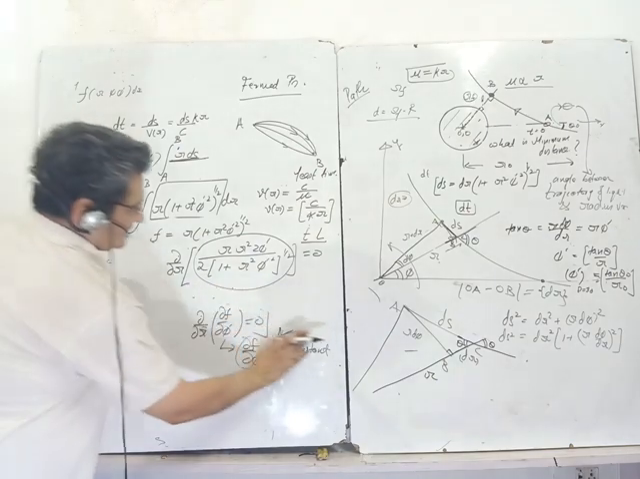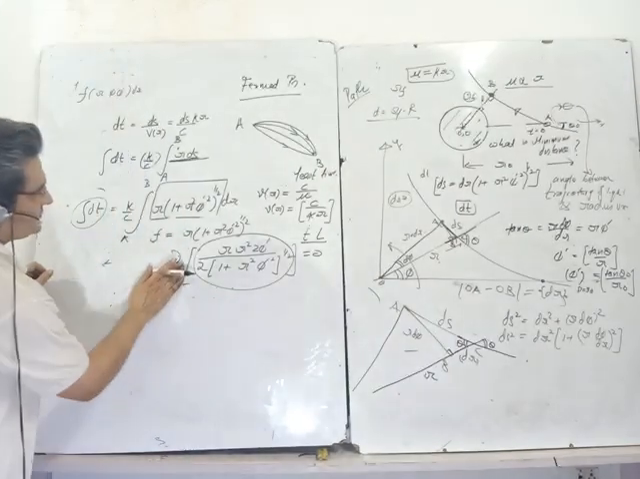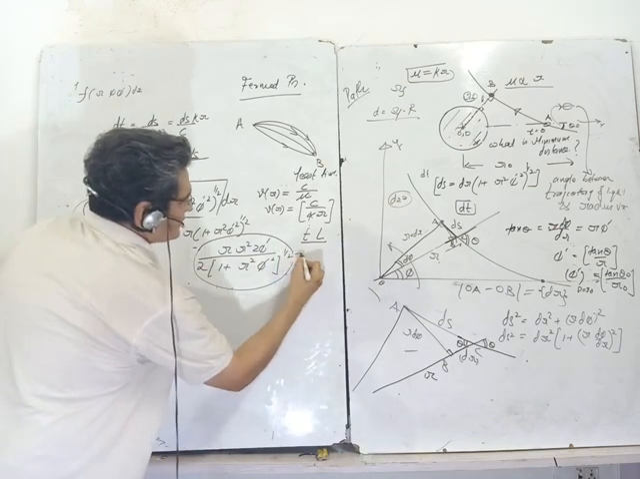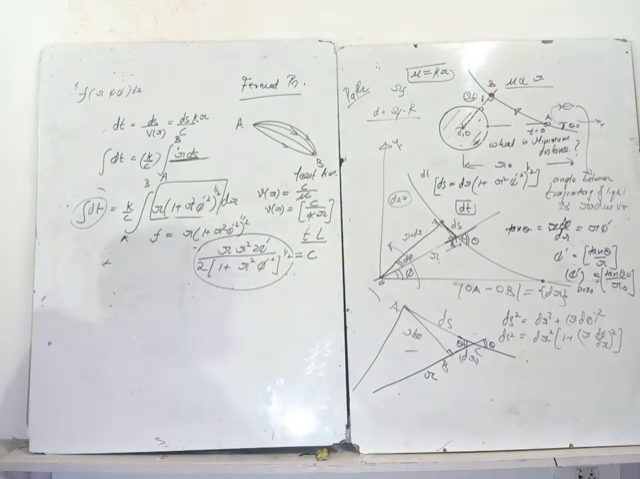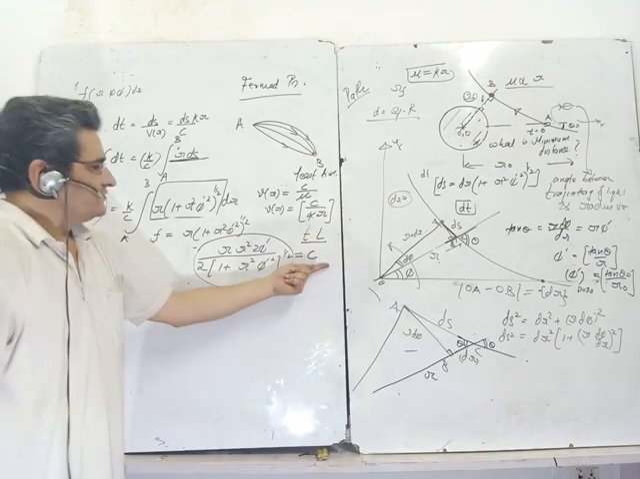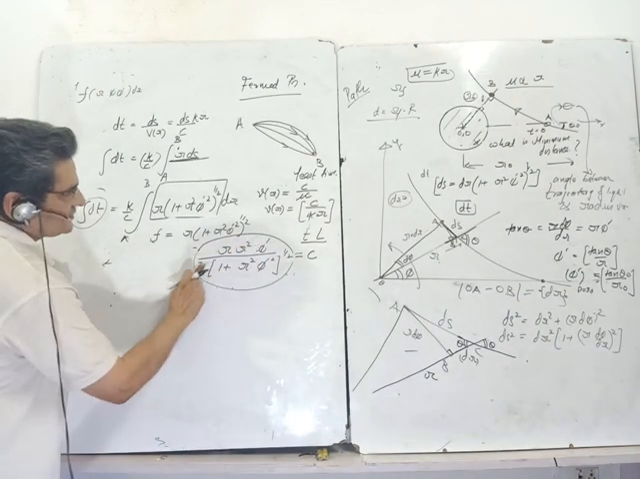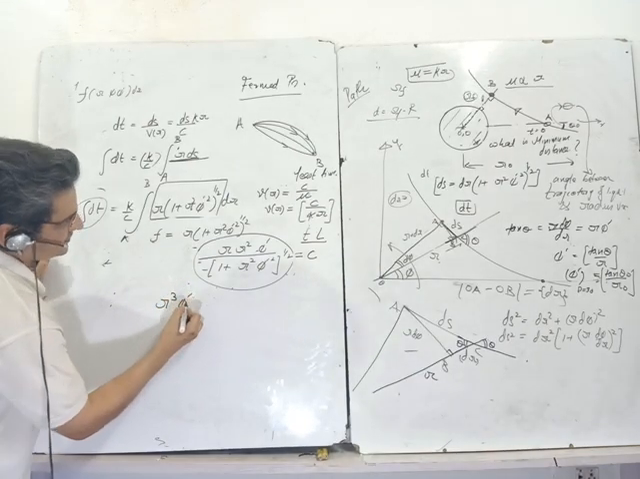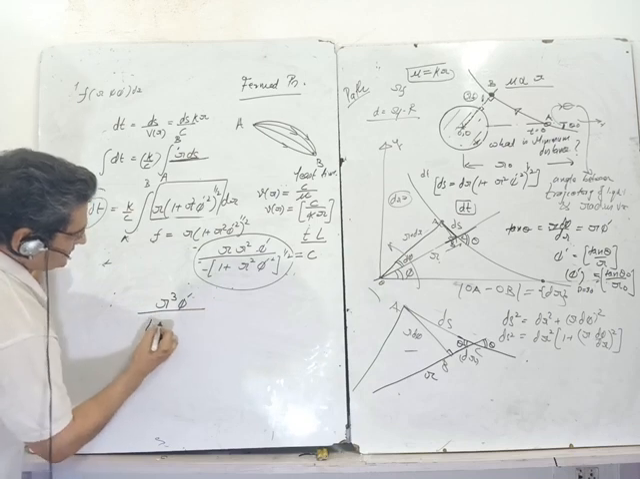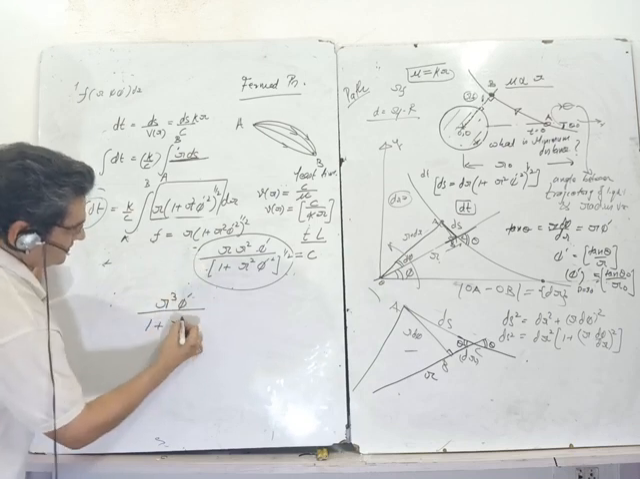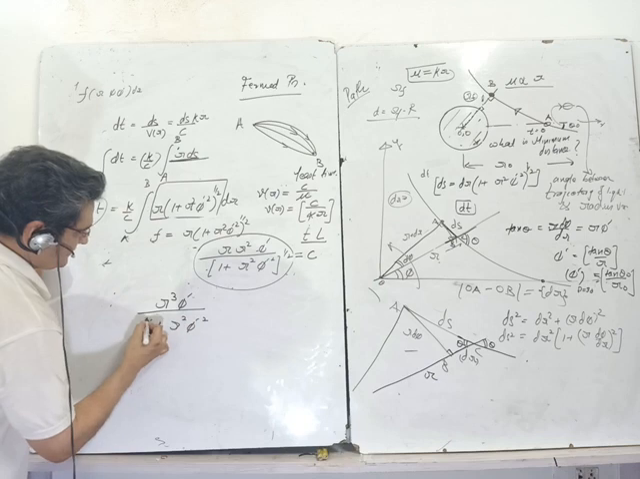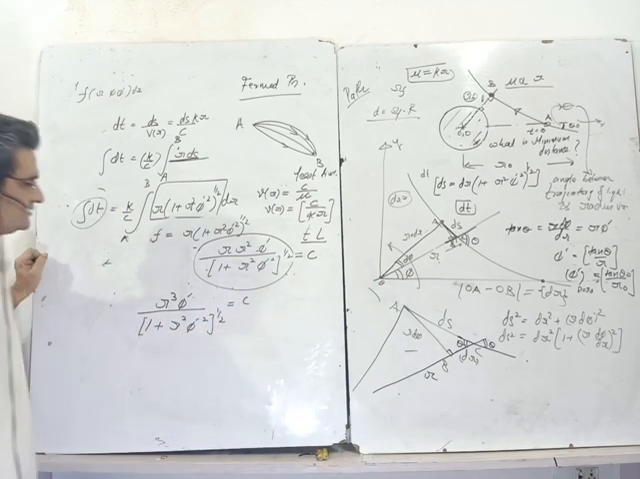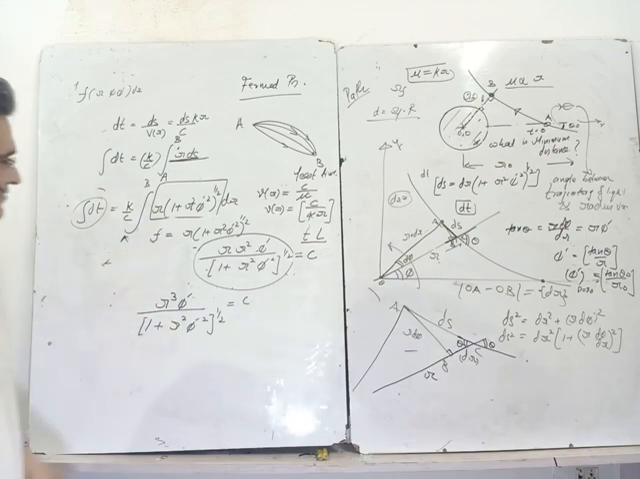So I get an equation which is this. I get a value which is constant. This 2 gets cancelled here. So I get r cube phi dash upon 1 plus r square phi dash square raised to power 1 upon 2 is constant. That is the value. Now just put the boundary conditions.